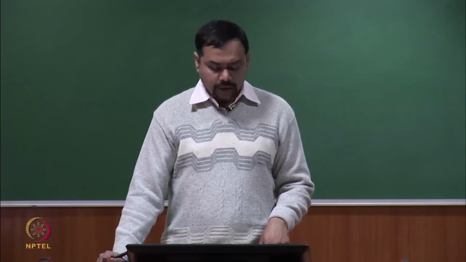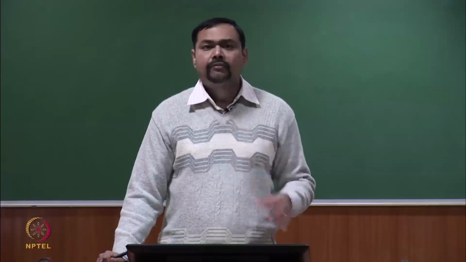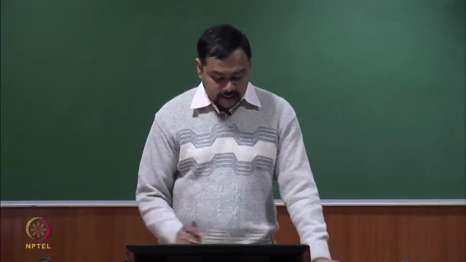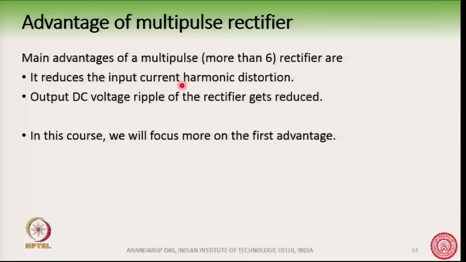The advantages of the multipulse rectifier are mainly two. It reduces the input current harmonic distortion, and it also improves the DC voltage ripple; that means it minimizes the DC voltage ripple of the rectifier in the case of a 12 pulse rectifier. In this course we will focus more on the input current harmonic distortion, which is the one of more concern here.